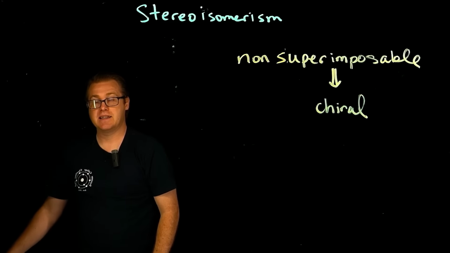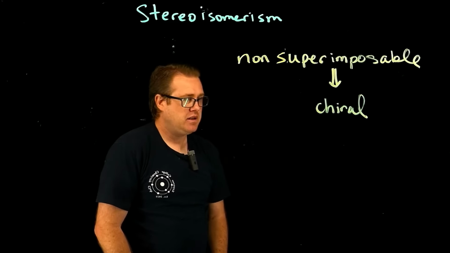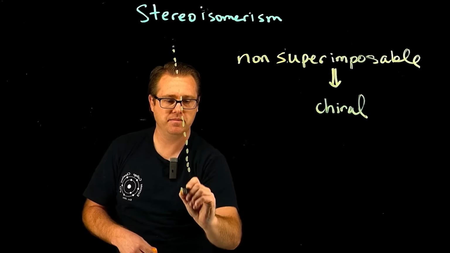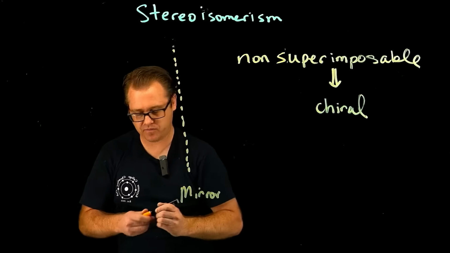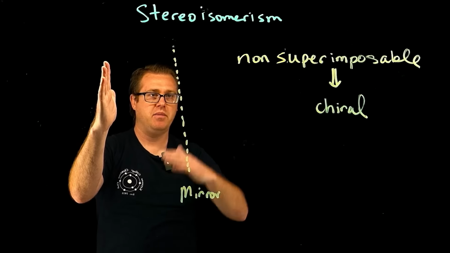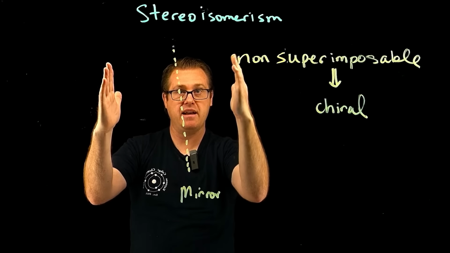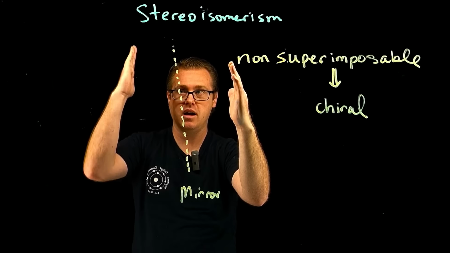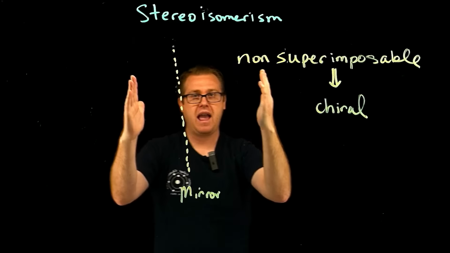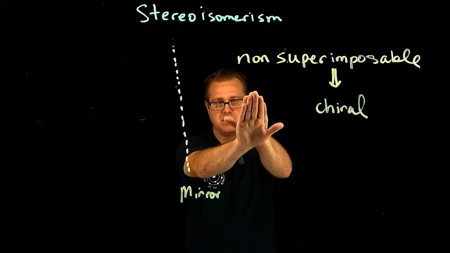So let's just look at an example real quickly with an object here. All right. So here's our mirror plane. Here's our mirror. Okay. Now if I take my left hand right here, what's going to be the mirror? It's going to be my right hand. Okay. Now when I take this hand right here, which is the mirror image of this hand, and I take this hand right here, can I superimpose it? Now look at this. Can I superimpose it?